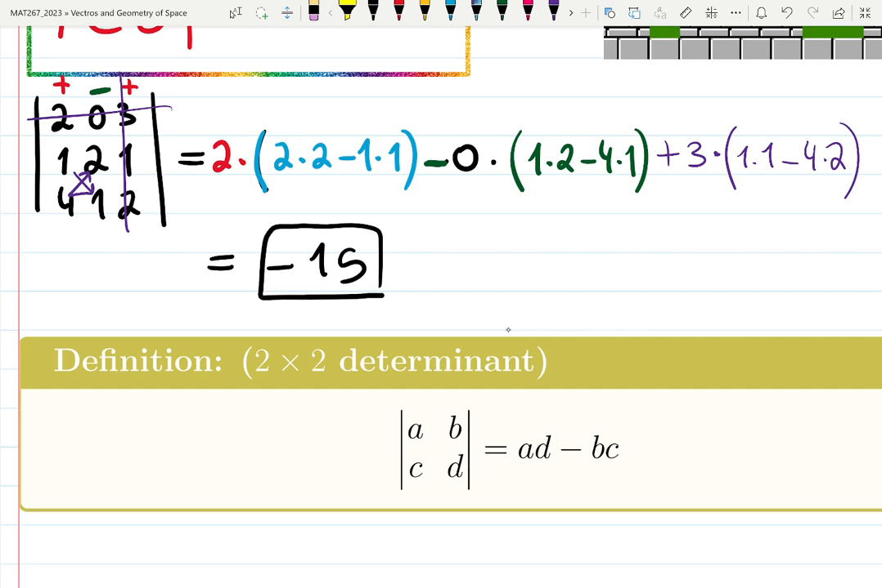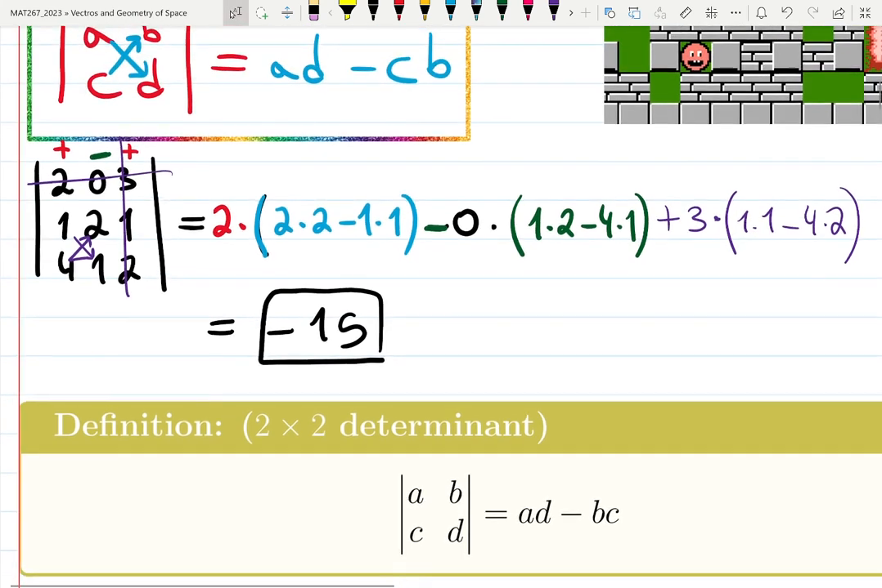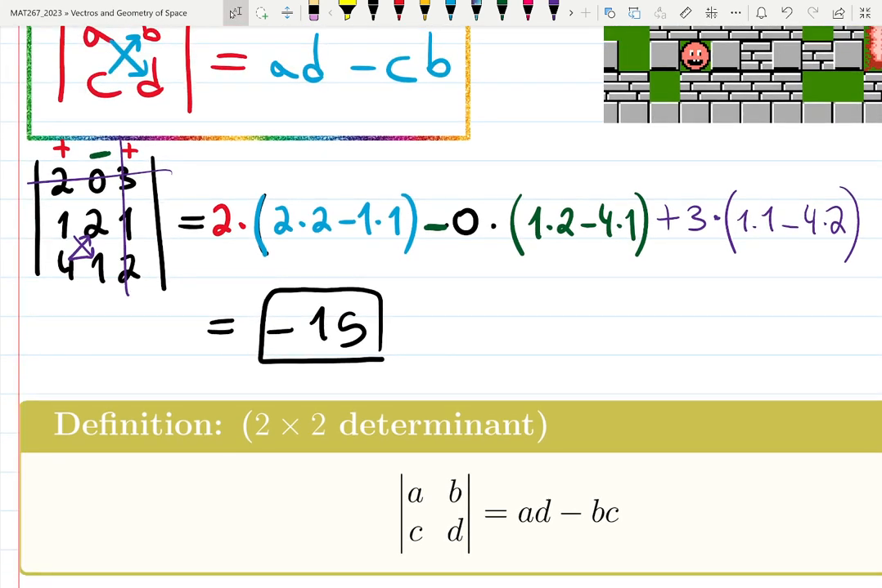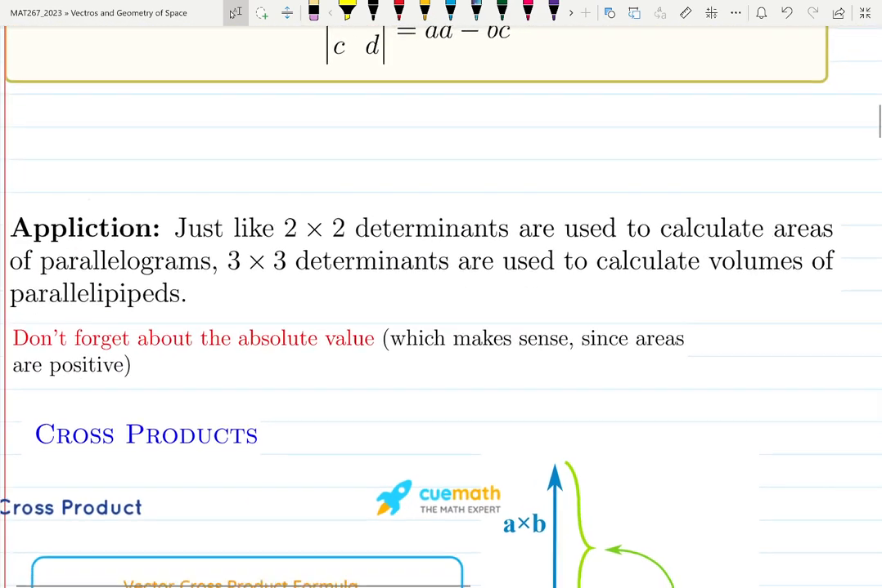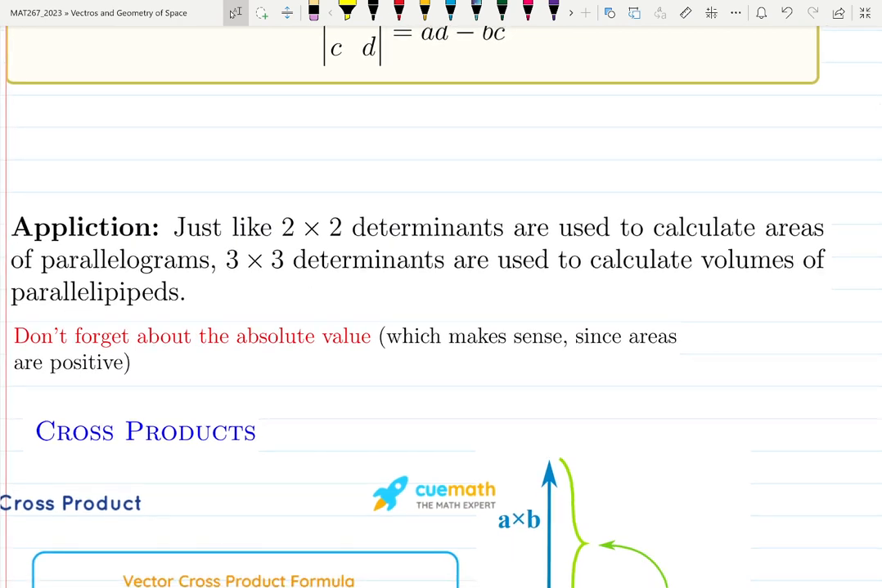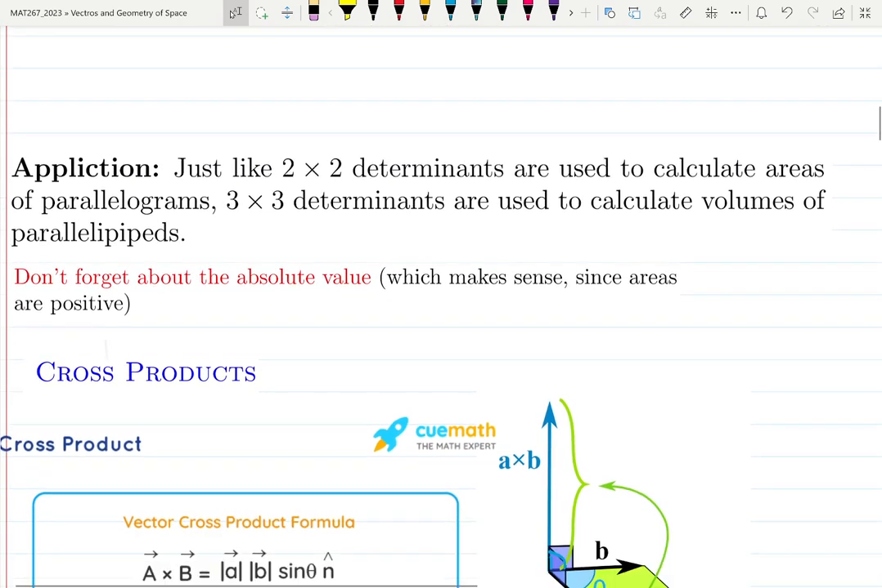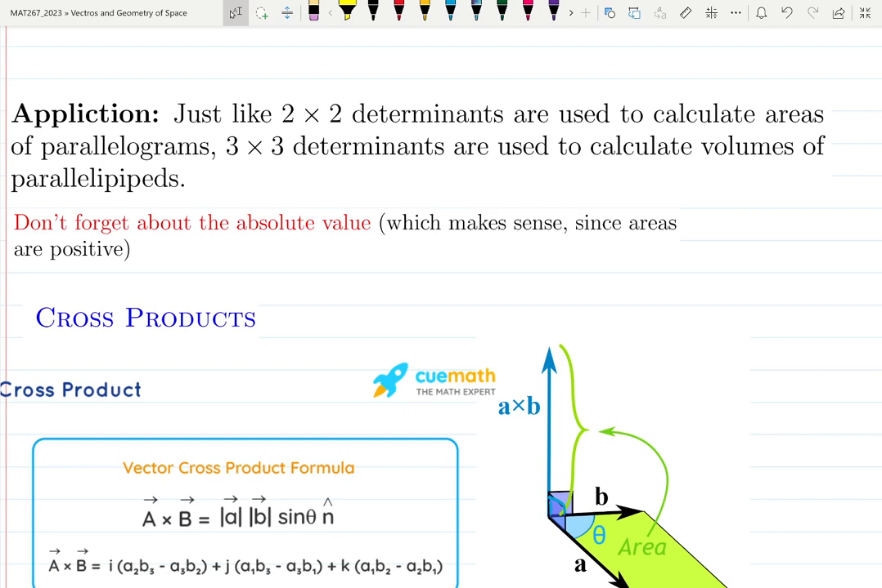And now we're actually going to be using that. Questions before I move on to cross product? What do you think about that? Application. You don't have to write this down. Just like 2 by 2 determinants I used to calculate areas of the parallelogram, 3 by 3 I used to calculate volumes of the parallelepiped.